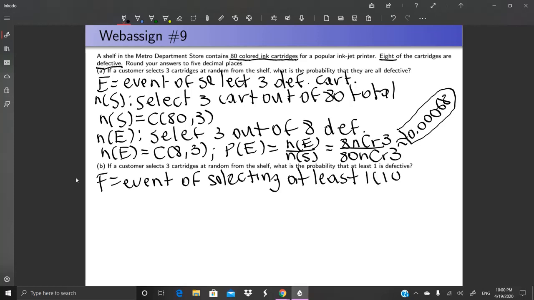Again, that means 1 or 2 or 3. That's what "at least" means, right? So that's that event, and we're trying to find the probability of F. So then you have to ask yourself, is it easier for you to find the probability of selecting one defective and 2 good ones, plus the probability of selecting 2 defective and 1 good one, plus the probability of selecting 3 defective and 0 good ones, and adding up all those probabilities?